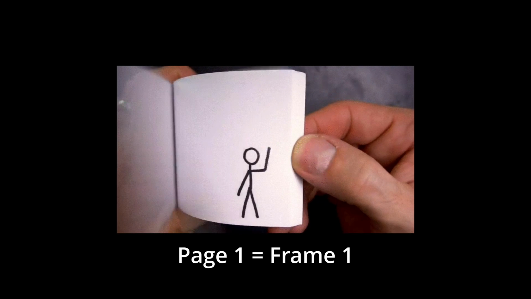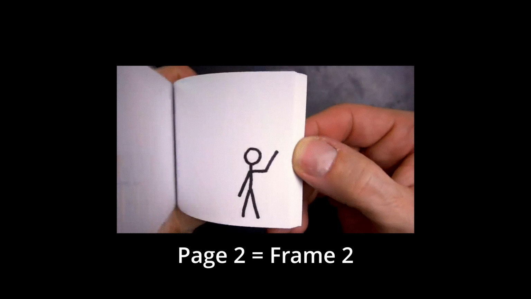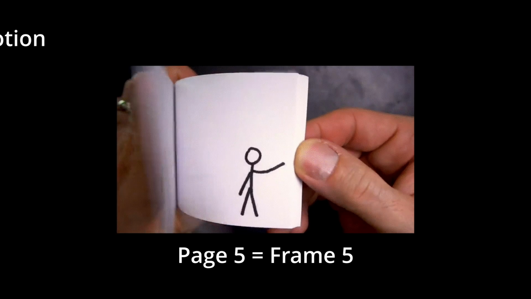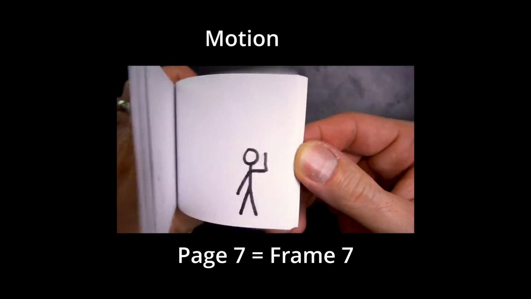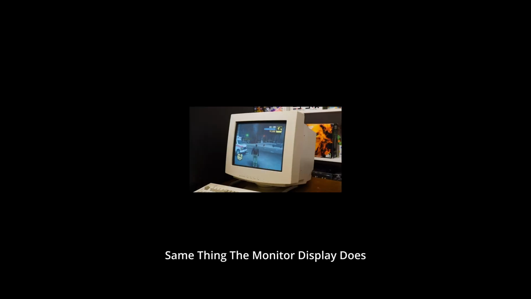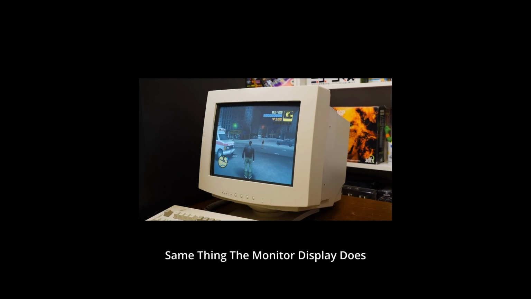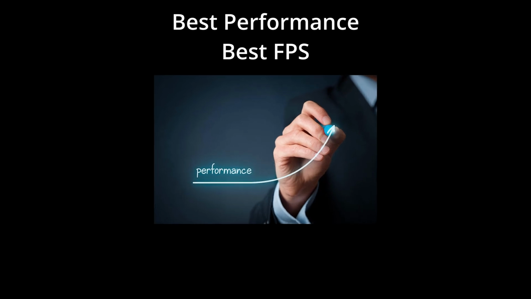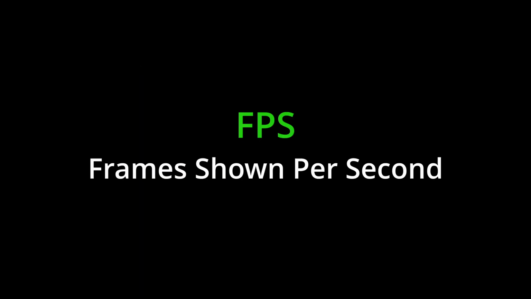Remember this. Each page is like a frame in your game, a single picture that, when shown one after another, creates the illusion of motion, like a movie. This is the same thing that your monitor display does when you're gaming. If you're a gamer, you always want the best performance and the best FPS. FPS means frames per second, the amount of frames shown per second. So it's the same concept as the flipbook.